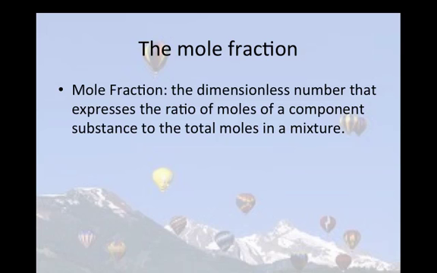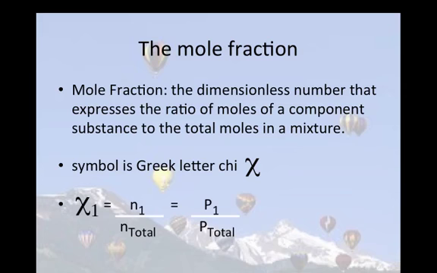The mole fraction is a dimensionless number that basically tells us the ratio of moles of a component of substance compared to the total moles in the mixture altogether. The symbol for mole fraction is called chi, which is like a goofy looking X, right? And it's spelled C-H-I, so you might call it chi, but its pronunciation is chi. And for any chi value, we're just looking at the part divided by the whole. So one component divided by all the components that there are.